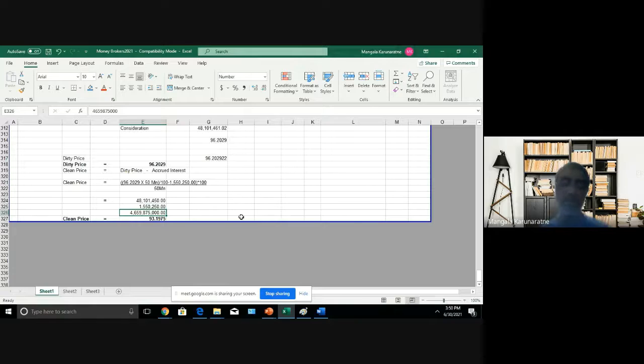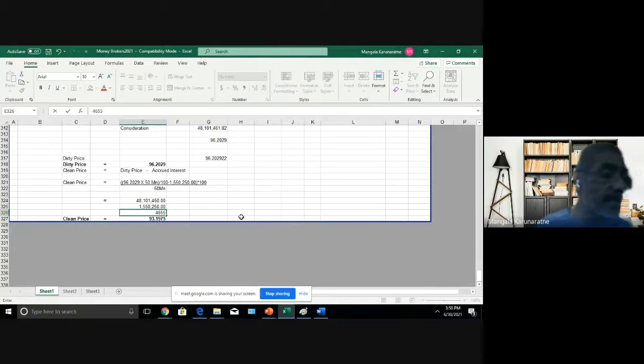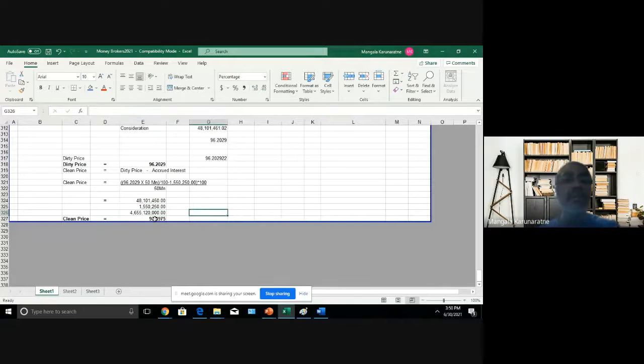Now, since there was a slight difference in the accrued interest, because we took a wrong figure yesterday, 5120,000. So this is the amount, right? So you get this amount.